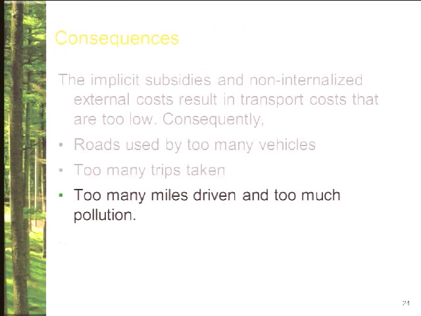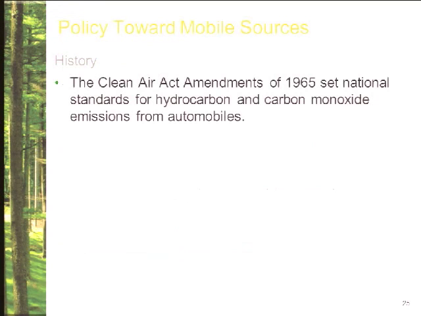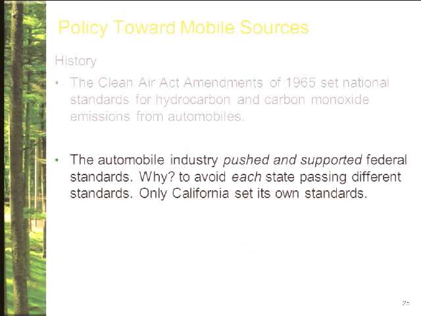Now, policies toward mobile sources of pollution. This originated with the Clean Air Act of 1965, which set the standards for hydrocarbon and carbon monoxide emissions from automobiles. The automobile industry pushed and lobbied heavily for a common U.S. standard. The reason they did so is that they didn't want to manufacture one type of car for one state and another type of car for a different state. And they obviously ended up prevailing, aside from California, which got out in front of the federal government and established its standards earlier. And subsequently, there was the Clean Air Act amendment of 1970 that set emission standards that required emissions to be reduced by 90%, a very aggressive program.